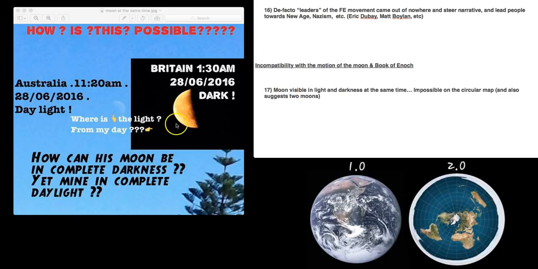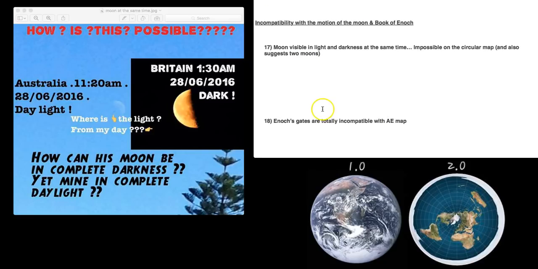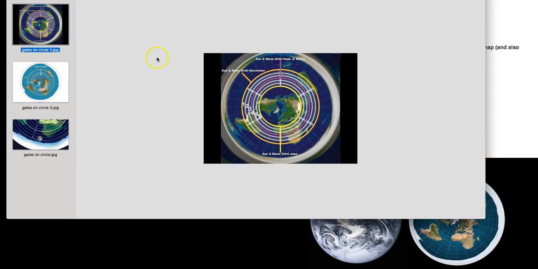And needless to say, it's impossible for the sun or for the moon to be in two places at once, in daylight and in nighttime darkness, on this map like this. So that alone is just a proof, but you're going to have to prove that one for yourself by taking photos, because this is my word. But another thing to do with the moon, so we're told that Enoch's gates.